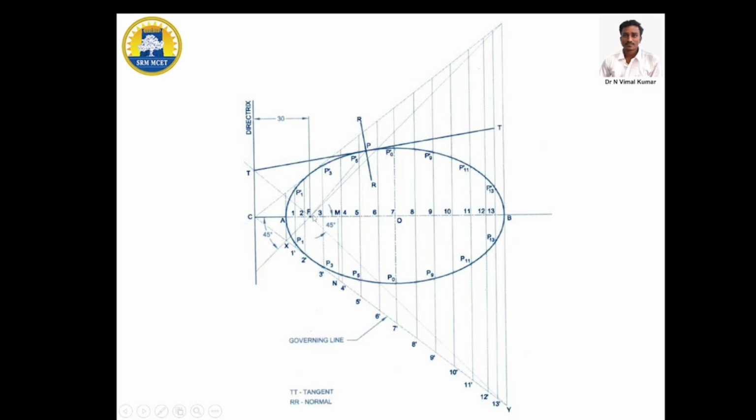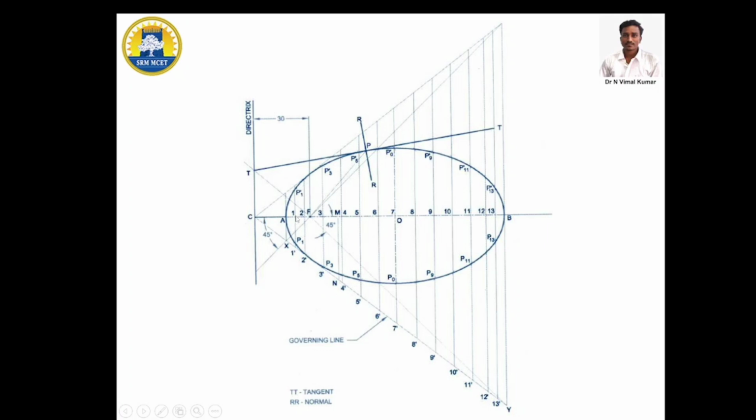Afterwards you need to measure vertex to 1, vertex to 2, vertex to 3, vertex to 4. They are equal divisions, approximately 10 mm for each division. And you need to measure the value from this horizontal line to this inclined line. Here 1, here 1 dash, here 2, here 2 dash, here 3, here 3 dash.